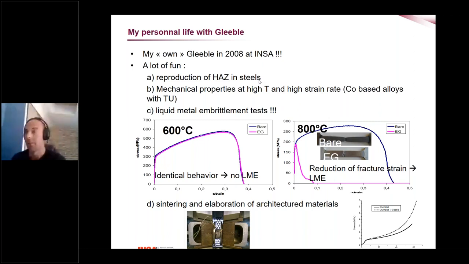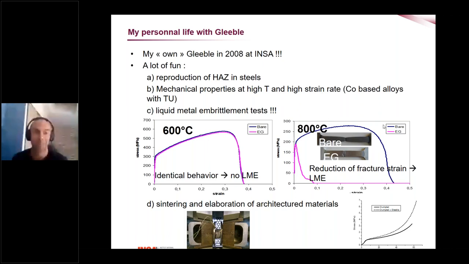And we did a lot of sintering and elaboration of architectural materials. In this example, this is a crumpled aluminum foil that we put in the Gleeble, and the current is welding some bridges between the foils. And then, as you can see on the bottom right, when you use the Gleeble, your material has a different mechanical behavior. So we have done a lot of this type of test.